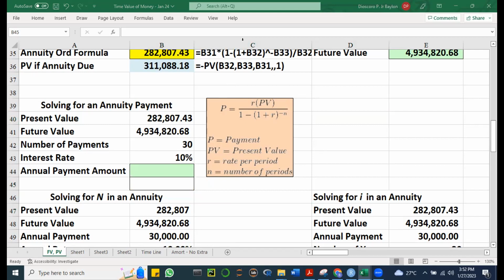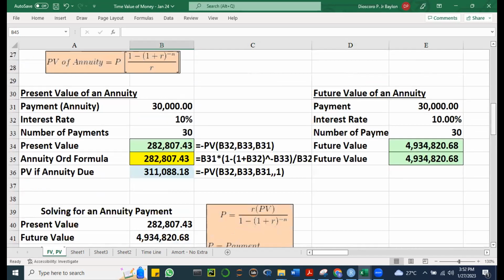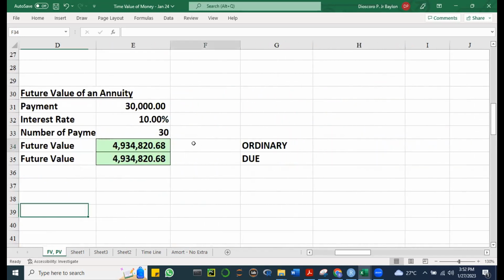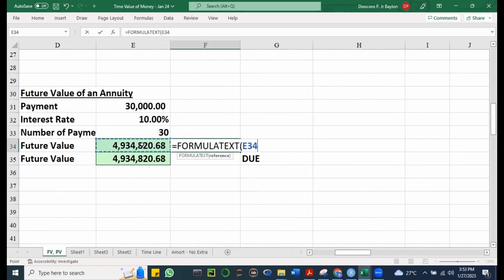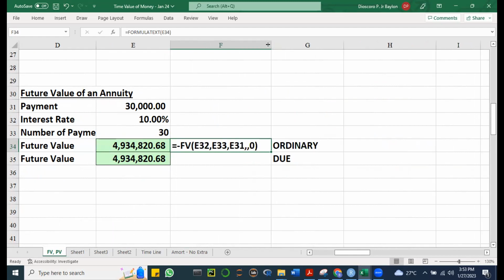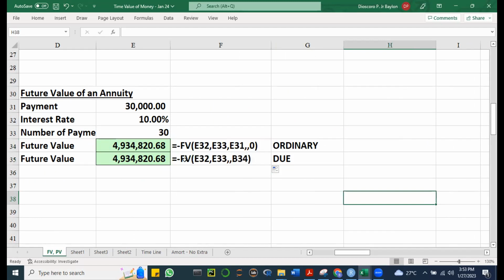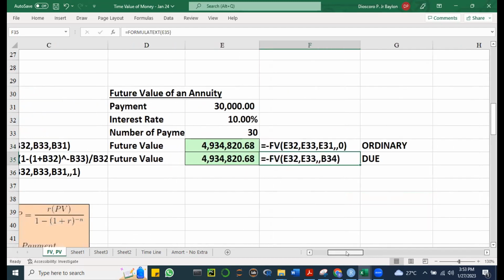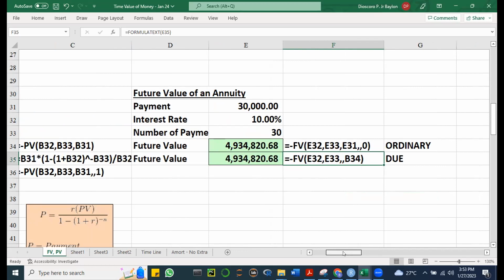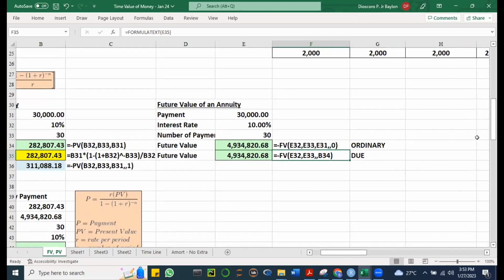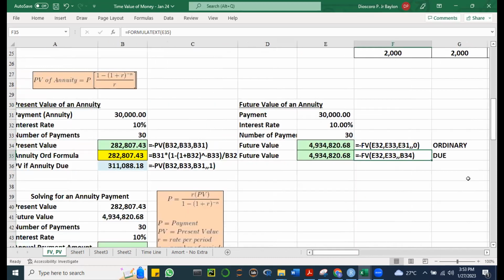James, which formula, James? Sir, the one for the future value earlier. Future value, sige. Okay, let me paste the formula as text. There, this is what we used for the present value. Thank you, sir. Thank you, James, for the question. Class, don't be ashamed to ask questions.